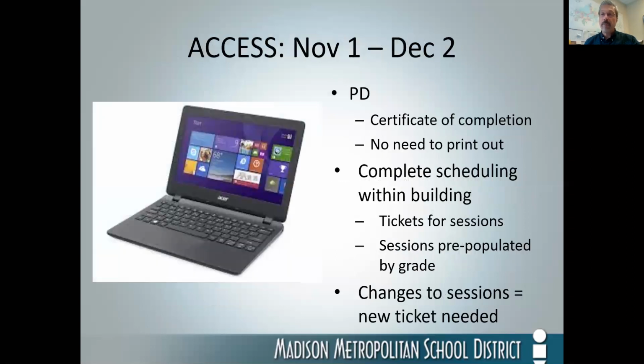Now, the following month, November 1st through the 2nd, is really a critical time for professional development. Make sure that you do have a certificate of completion. You don't need to print that out and send that to me. You don't need to let me know, because I can go in and check. So I will be checking at each building level to ensure that people are in fact doing the certificate of completion. You are doing the professional development. And if there are concerns, I will be connecting with you and staff in your building.